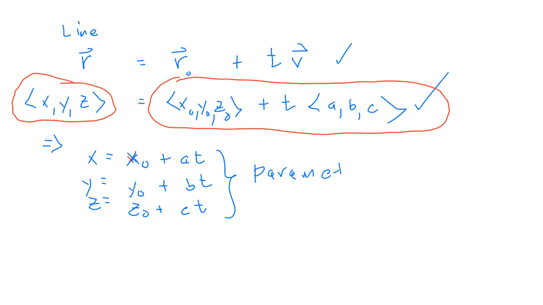So these are parametric equations of a line. Okay.